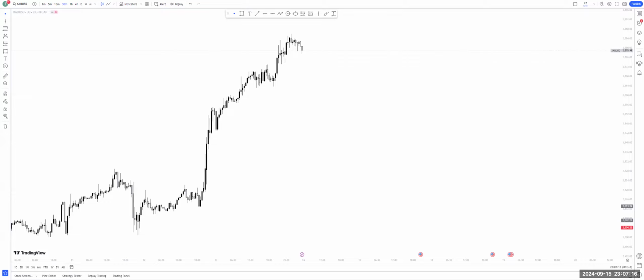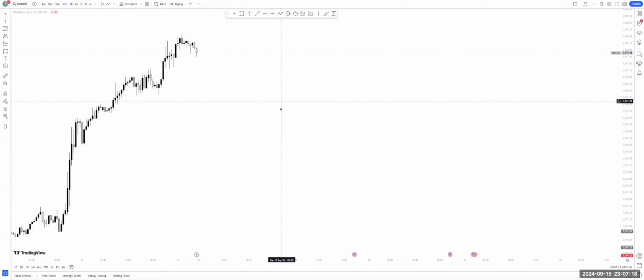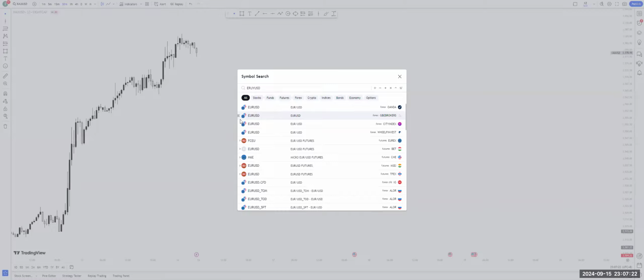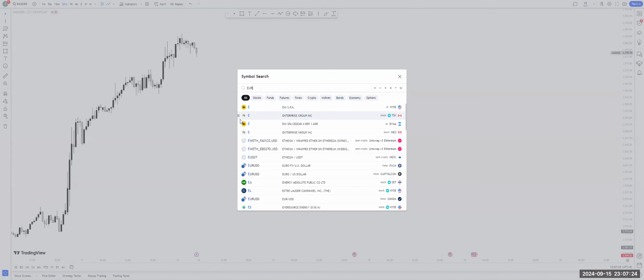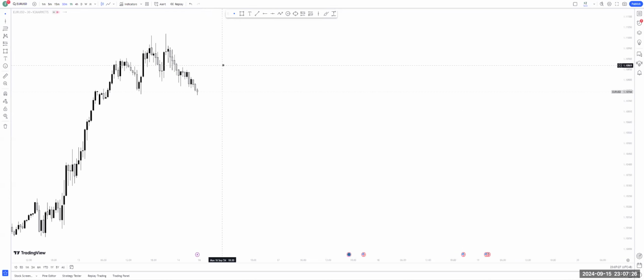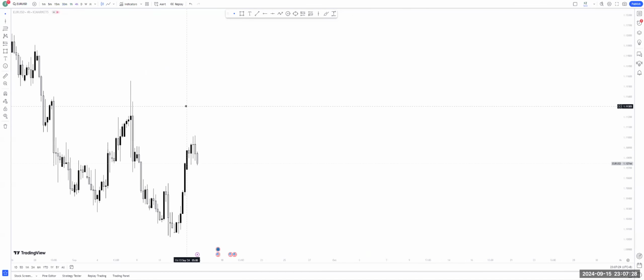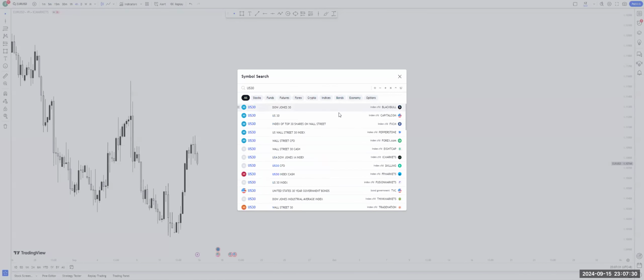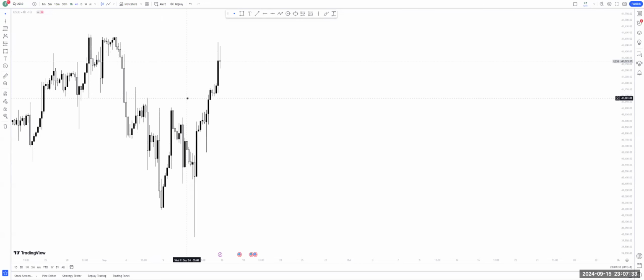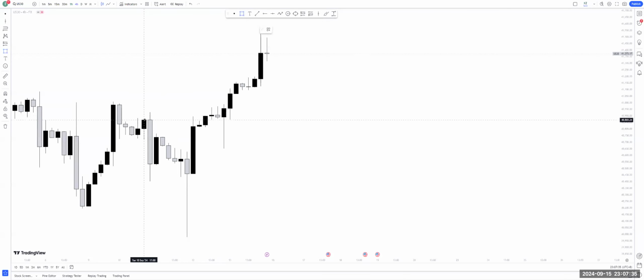Can you show CMP on other charts? What charts? Okay, let's go to Euro USD. Right, Euro USD. US 30. Okay, let's go US 30, guys. US 30. Boom.